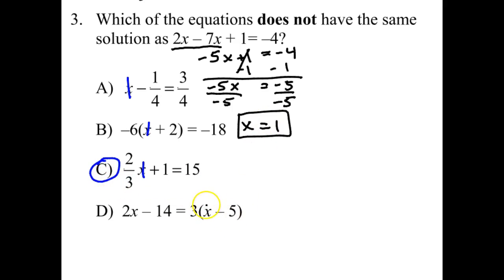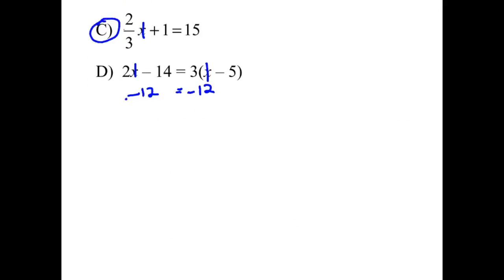And then plug in 1 right here. So 1 minus 5 is negative 4. Negative 4 times 3 is negative 12. On this side, if I plug in 1 right here, I get 2 minus 14, which is also negative 12. So 1's an answer for D as well. So C is the only answer that is not equal to 1. Alright, good. Let's keep going.